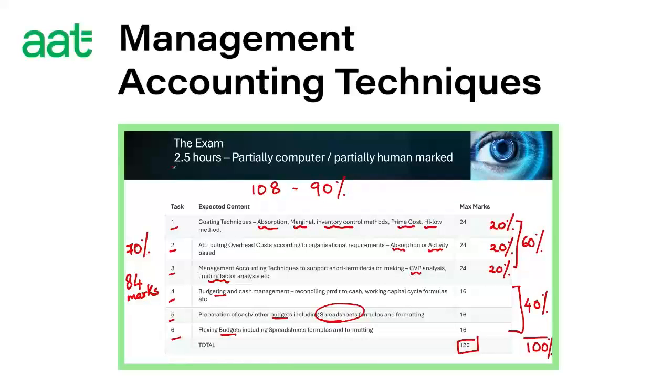The exam is the longest exam at level 2, 2.5 hours, and it's partially computer, partially human marked. What does that mean? Well, there will be questions like you're used to, objective type, pick from a pick list, you pick an option, you put numbers in boxes and pick up marks there. So that can be easily marked by a computer. But then the spreadsheet tasks are marked by markers at the AAT. So what you've got to do is ensure that you give them what they're looking for.